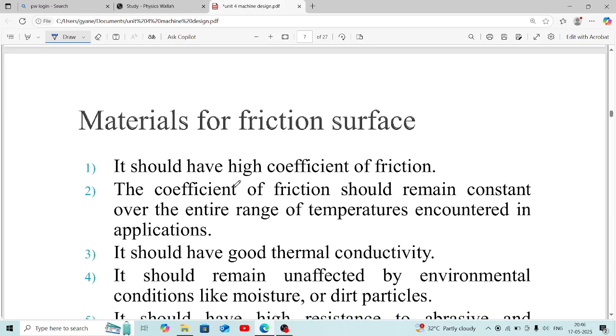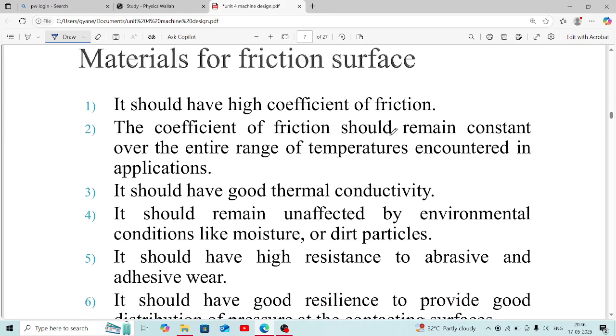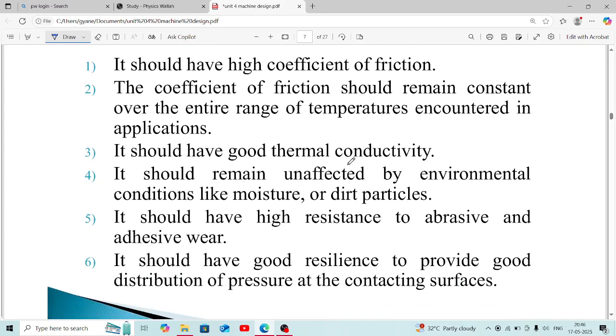So come to what type of material is used for the friction surface. This may be the ideal condition. It should have a high coefficient of friction. The coefficient of friction should remain constant over the entire range of temperature incurred in the application. Means if the temperature changes, the coefficient of friction remains constant over the entire range, which in reality is not possible. This is the ideal condition, but we try to achieve these conditions as much as possible.